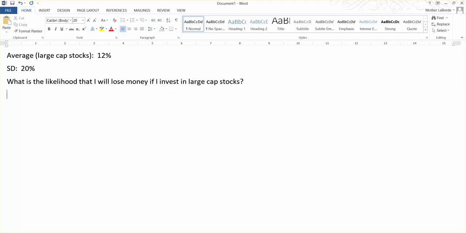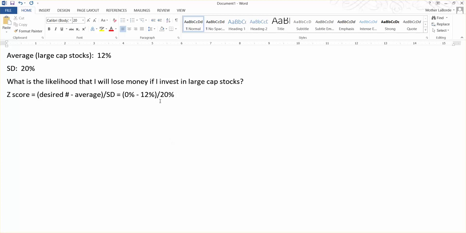So, to answer this question, I need to calculate my z-score. And the formula for z-score, again, is the desired number minus the mean, or the average. And then that answer is divided by the standard deviation. So the desired value this time is 0%. If I lose money, then I'm going to earn less than 0. And so then subtract the mean of 12% and divide that by 20%.